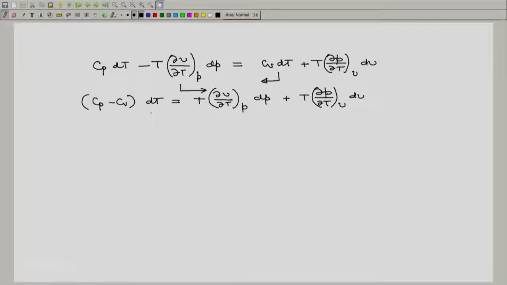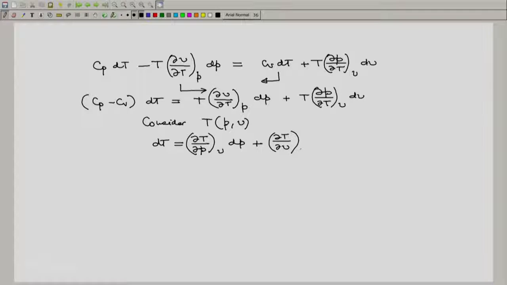Now, notice that we have a dT on the left hand side and a dP and dV on the right hand side. So, the neat way to proceed is we consider T to be a function of P and V. In that case, on the left hand side, you can write dT equal to partial of T with respect to P at constant V dP plus partial of T with respect to V at constant P dV.